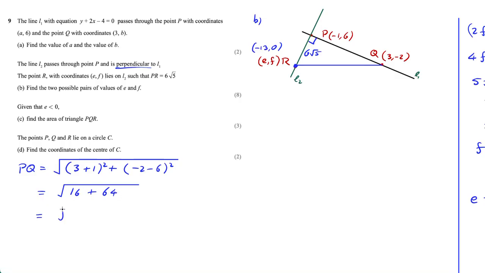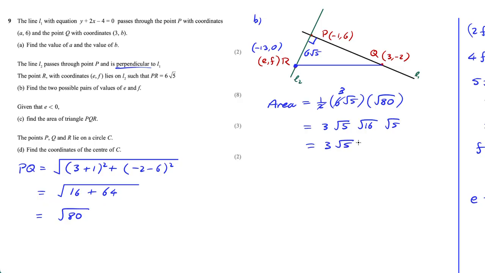So the area of our triangle equals a half base times height. So it's a half 6 root 5 times root 80. And that is equal to, 2 goes into 6 3 times, so it's 3 root 5. And this is actually root 16 times root 5. And that is equal to 3 root 5 times 4 root 5. 3 times 4 is 12. Root 5 times root 5 is 5. Use a calculator if you need to, but that is 60.